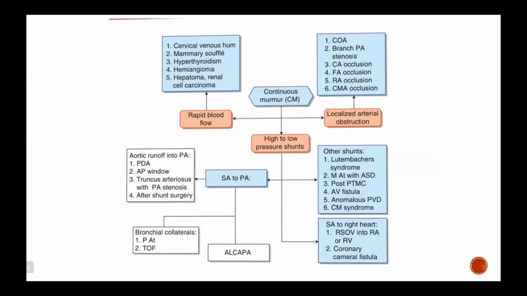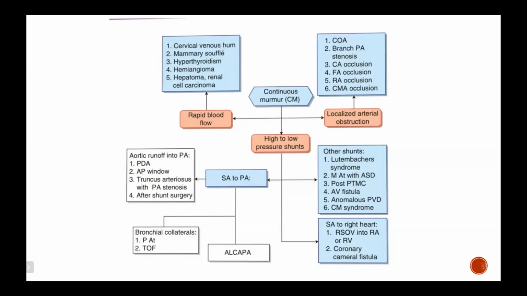In simple terms, whenever there is a shunting between the systemic circulation and the pulmonary circulation, irrespective of whether it is systole or diastole, the pressure on the left side will always be higher in both phases of the cardiac cycle than the right side. So therefore, during systole as well as diastole, there will be blood flow through these shunts, and hence you'll have a continuous murmur. That is the first cause, high to low pressure shunt. Examples are any flow shunting between the systemic artery to the pulmonary artery. So this includes patent ductus arteriosus, truncus arteriosus, or after some shunting procedures like Blalock-Taussig shunt, which we do.